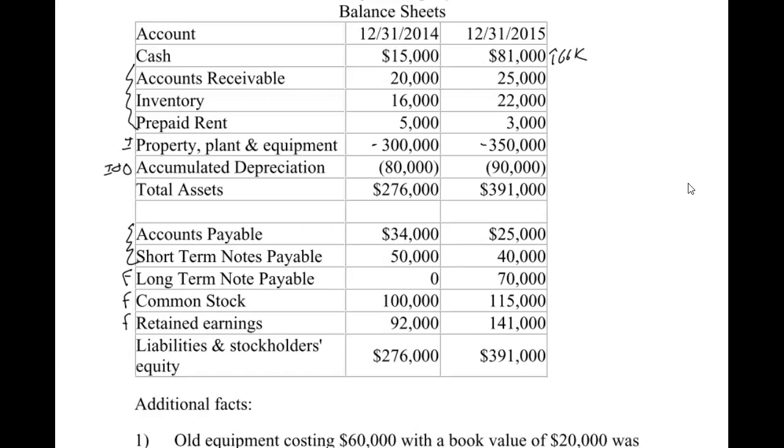We'll need to figure that out. Common stock went up by 15. So did we just issue stock? All right, and then retained earnings. Remember, we can reconcile retained earnings because net income and dividends are what affect that account.